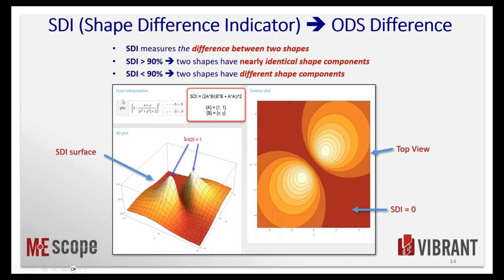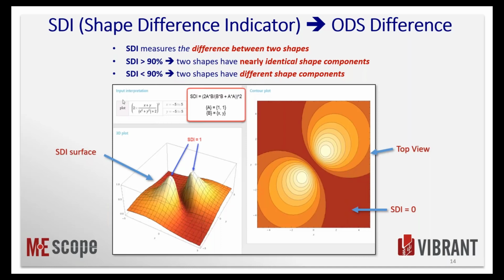Here's one that we invented at Vibrant. We use it for a number of different things. It's unique to MEscope. We call it the shape difference indicator, and it computes a value between 0 and 1 also, just like MAC, but it's based on the difference between two shapes.